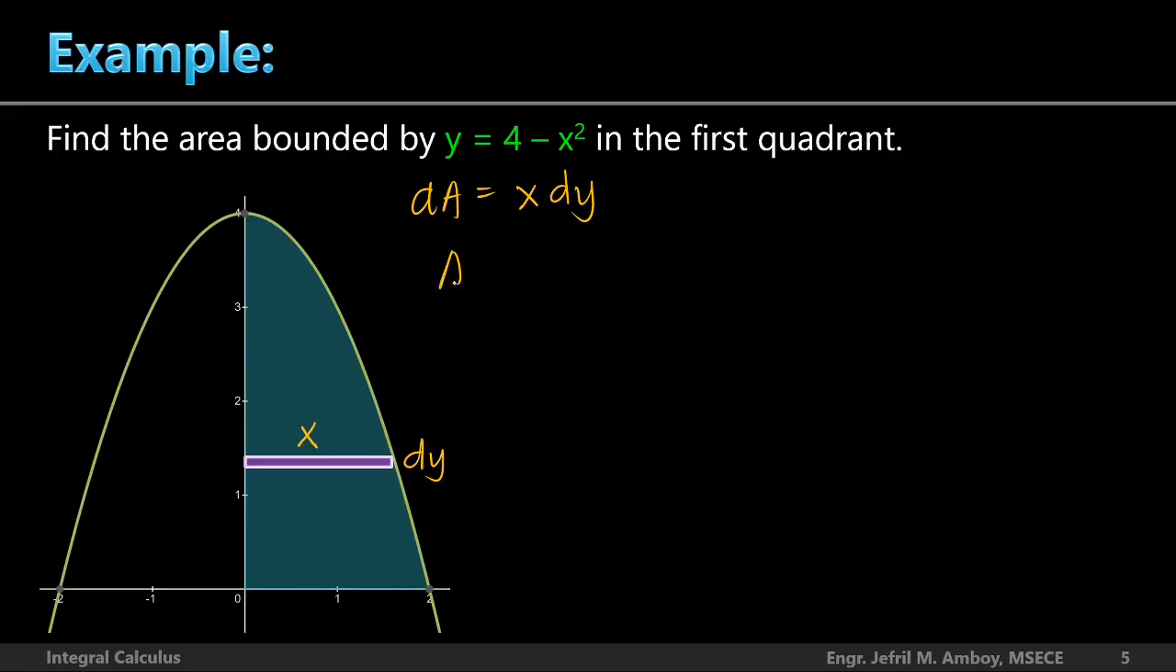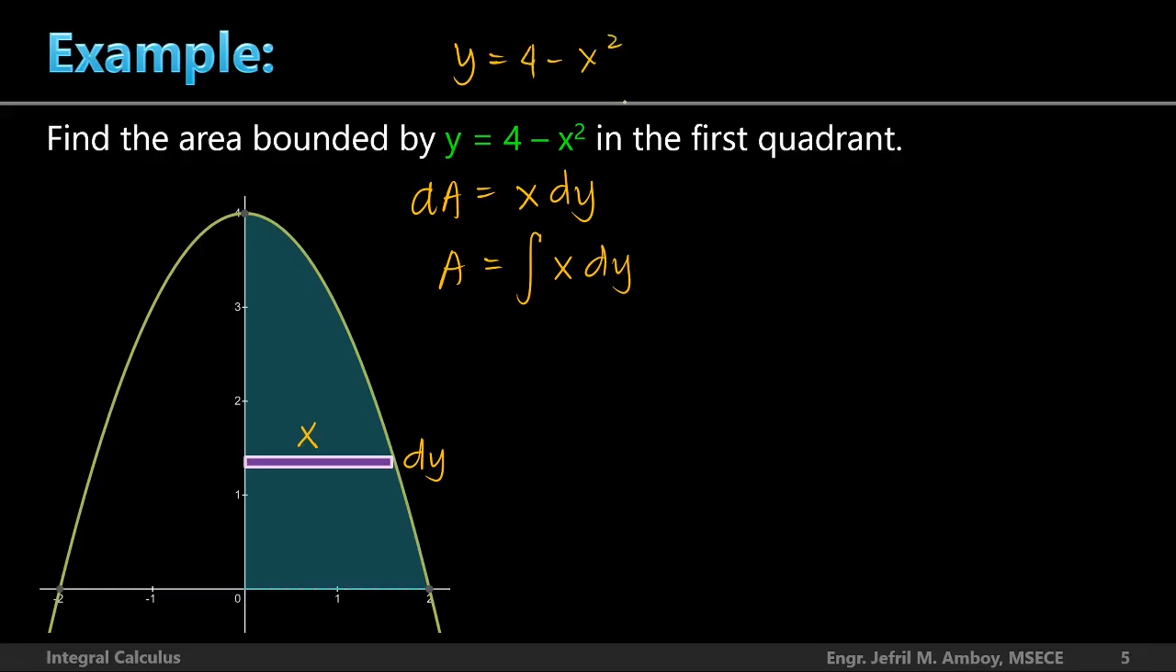And of course, to get the total area, we just integrate both sides, and here we'll get x times dy. So notice here that our differential is now dy, and the variable of integration is y. That is why there is a need for us to express this x in terms of y. Paano ko gagawin yun? Madali lang. Tingnan mo yung given problem. Y equals 4 minus x squared.